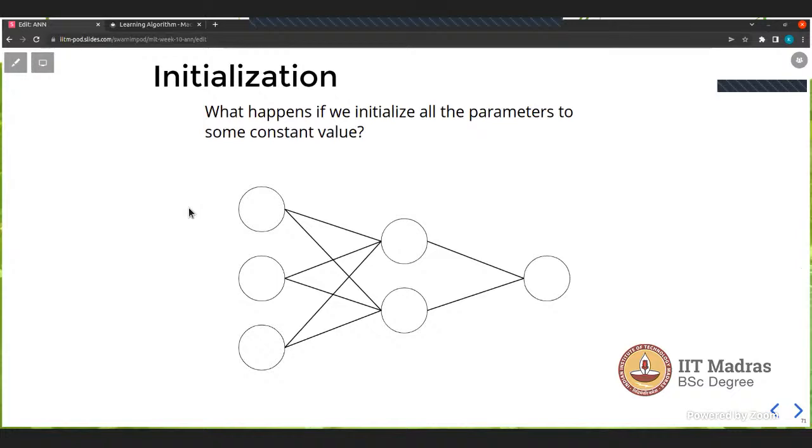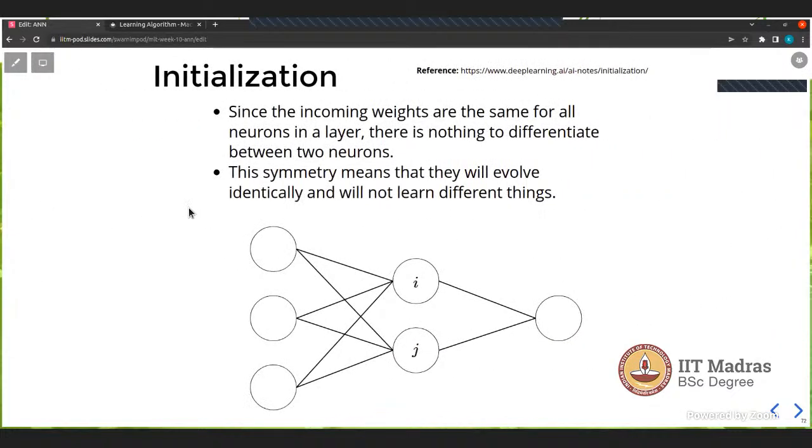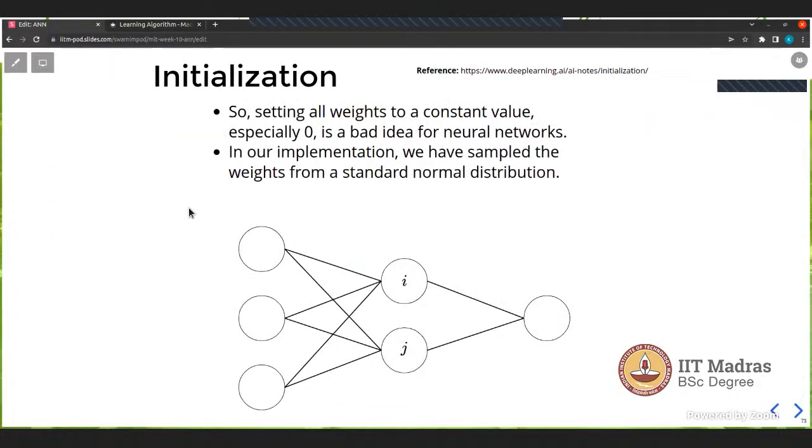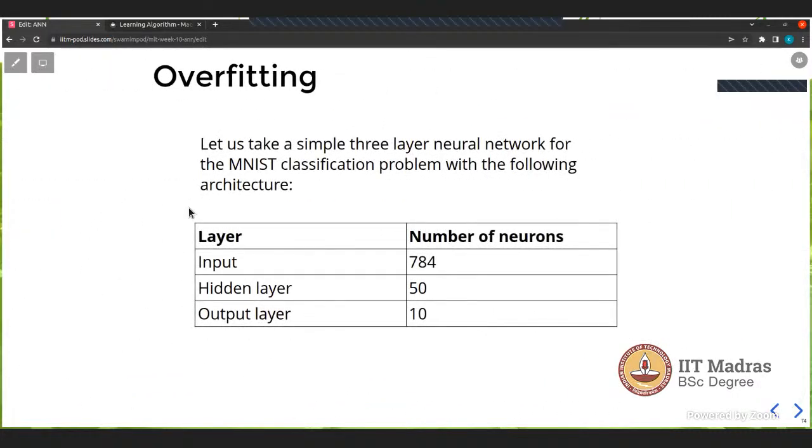So initialization, I'm skipping this because we are already much beyond time. So, overfitting is standard, right? In neural networks, it is very easy to blow up the parameter space. So we will end up overfitting.